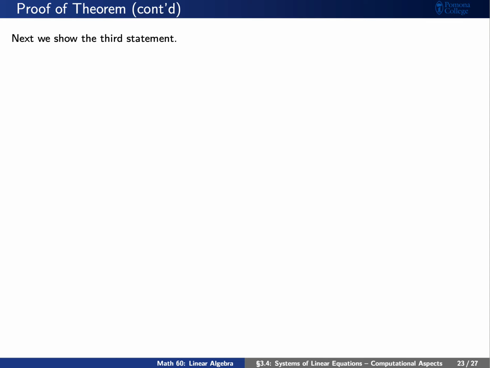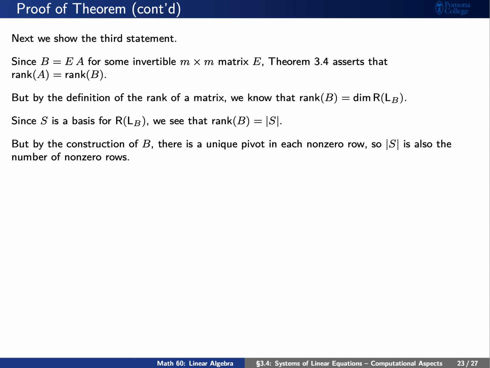Now let's show the third statement. Since B, which is the reduced row echelon form of A, is simply E times A for some matrix E, then we know that the rank of A equals the rank of B. But by the definition of rank, we know that the rank of B is the dimension of the range of left multiplication by B. But we just showed that S is a basis, so the rank of B must be the number of elements in our set S. So the rank of A is just the number of pivot rows for B.